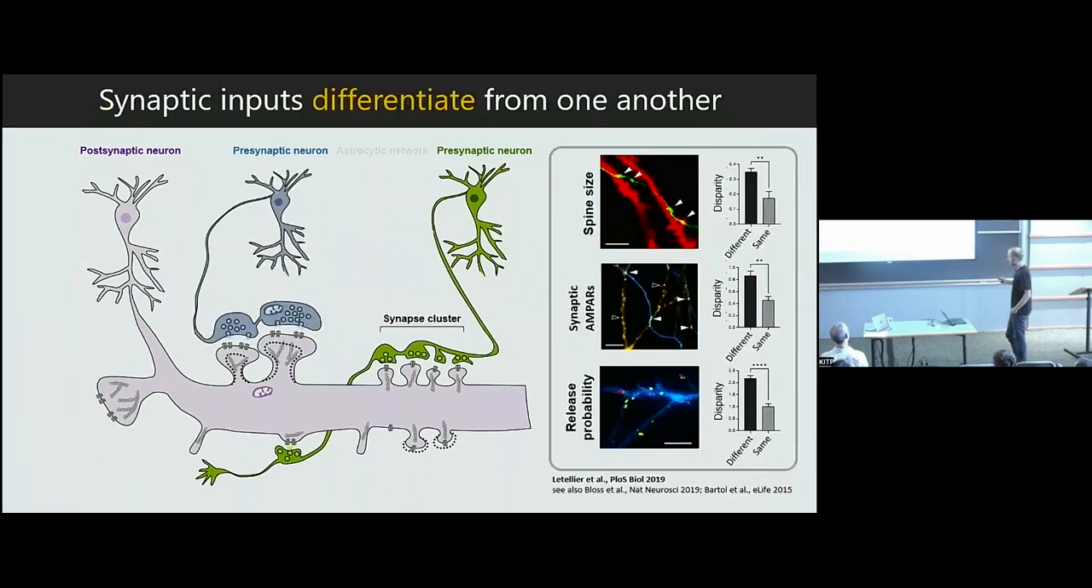So actually, I started to use this single-cell labeling approach while doing my postdoc in the lab of Yukiko Goda several years ago. And what we showed by labeling individual connections is that synaptic contacts that share the same presynaptic neuron are more similar in comparison to synapses that are established by different presynaptic inputs. So we could see that by measuring spine size, AMPA receptor synaptic content, or release probability at individual synaptic contacts.